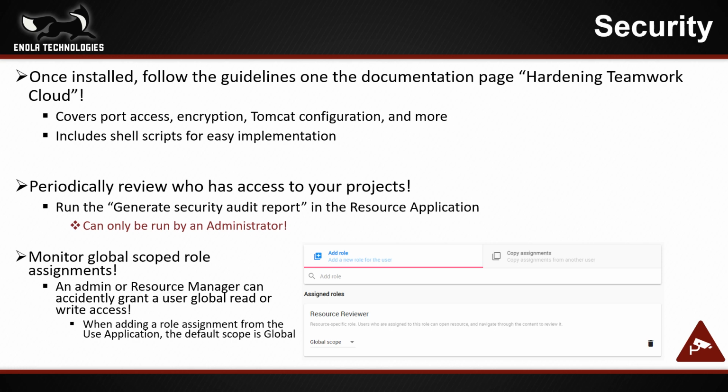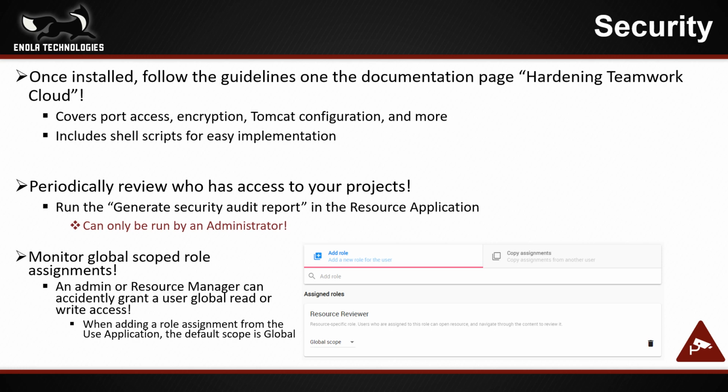And once you've got your initial Teamwork Cloud installed and working, it's a good idea to go back and review it again and see what you can do to harden your Teamwork Cloud. It covers things from being able to close off certain ports or change ports, to data at rest encryption, to configuring the Tomcat server, the web server that runs the administration page, and much more. It even includes some shell scripts for Linux boxes that allow you to easily implement some of these practices without having to do a lot of manual work. So I highly recommend that everybody deploying Teamwork Cloud take a good look at that Hardening Teamwork Cloud page of the documentation.